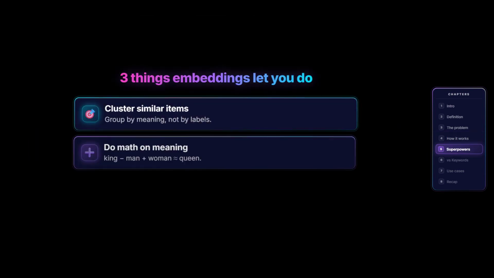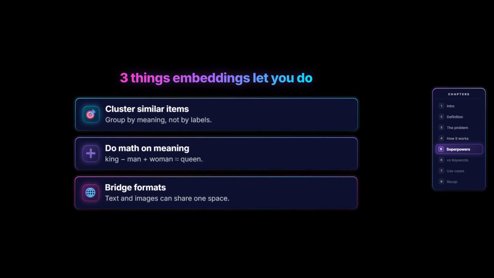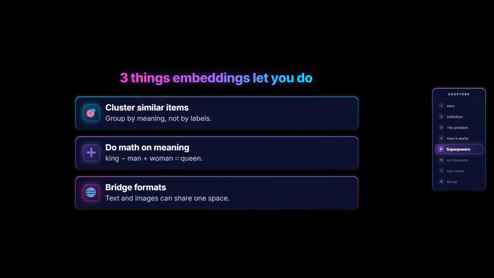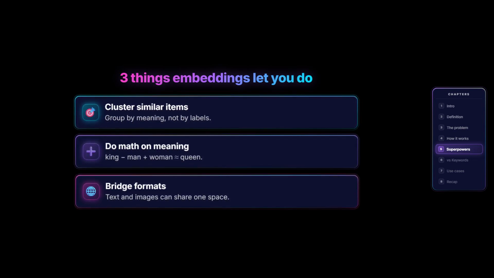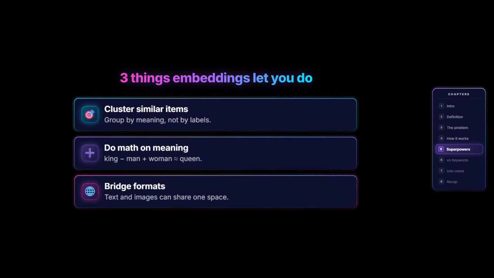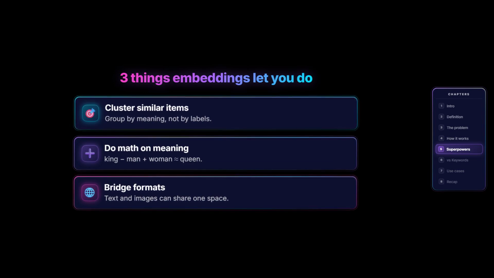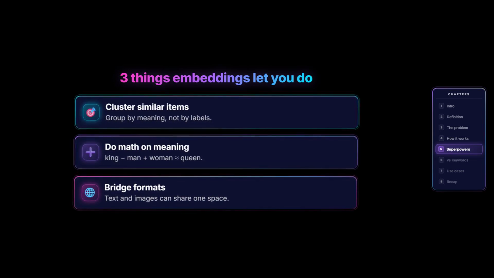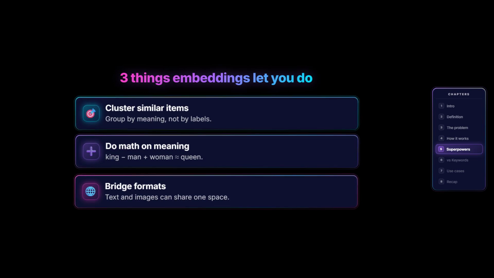What can you do with embeddings? 3 superpowers. You can cluster similar items by meaning automatically. You can do math on concepts. The famous example, king minus man plus woman equals queen. And you can bridge formats. Text and images can live in the same space.